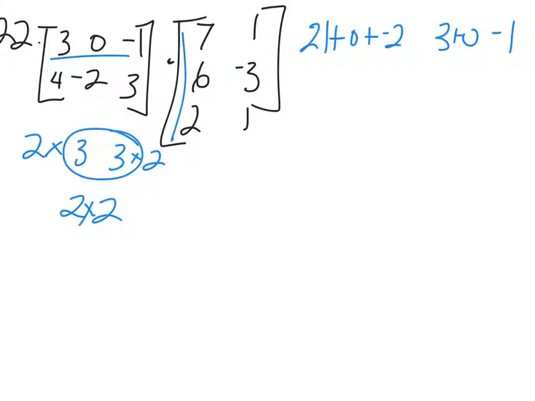Okay. Then we're going to start over. First, first. So 4 times 7, 28. Negative 12 and 6. 4 times 1. Negative 2 times negative 3. 3 times 1.